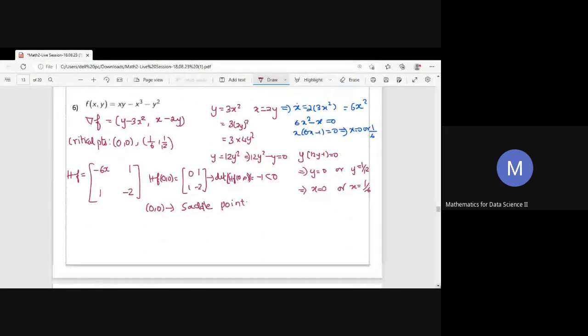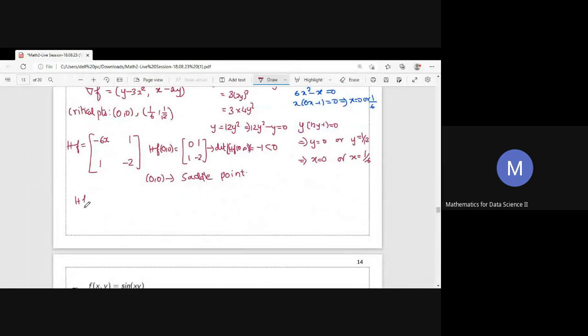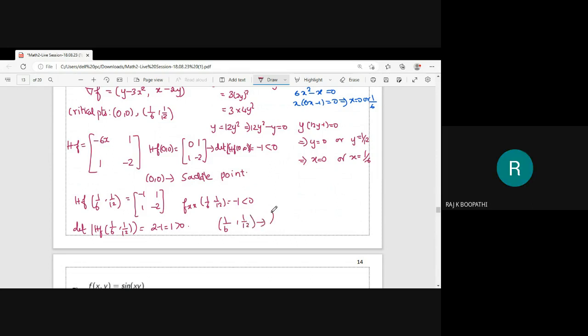Now what about Hf of 1 by 6, 1 by 12? It is [-1, 1; 1, -2]. So the determinant of Hf at (1 by 6, 1 by 12) is 1. And what is your f_xx at (1 by 6, 1 by 12)? It is -1, which is less than 0. So (1 by 6, 1 by 12) is a local maximum.